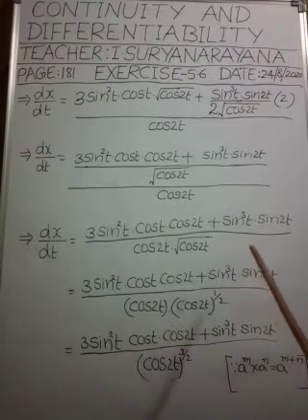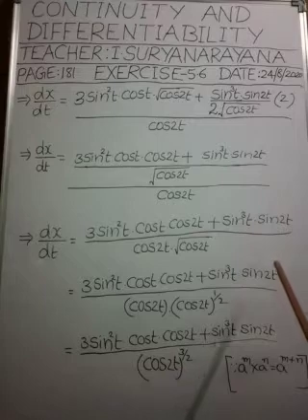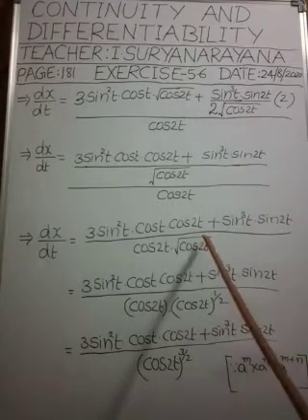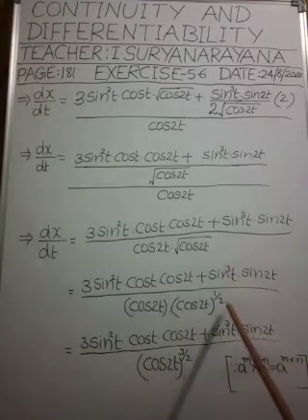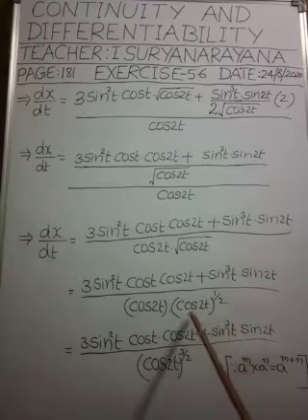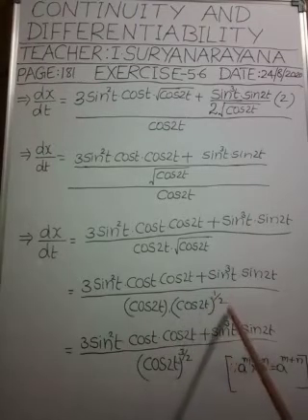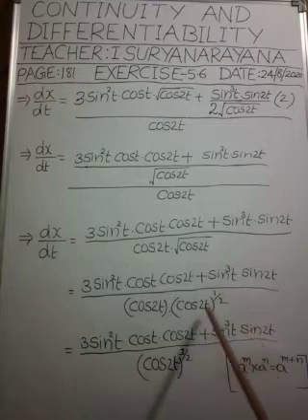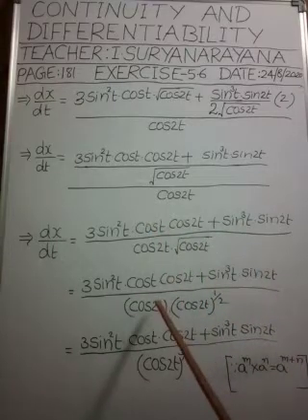Root x is equal to, how can you write? x power 1 by 2. This is a radical sign. We are writing this one in the form of an exponential function. So cos 2t whole power 1 by 2. Understood this part, my children? The remaining part as it is we wrote here in this step.